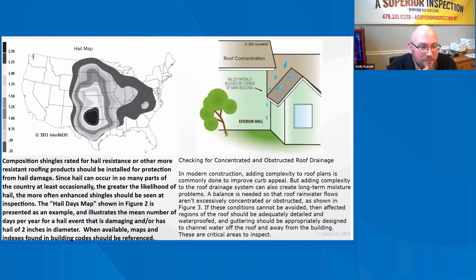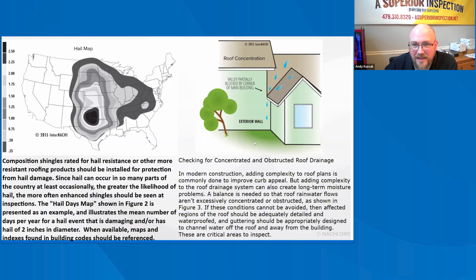The hail days map shown above is presented as an example and illustrates the mean number of days per year for a hail event that is damaging and/or has hail of 2 inches in diameter. When available, maps and indexes found in building codes should be referenced.